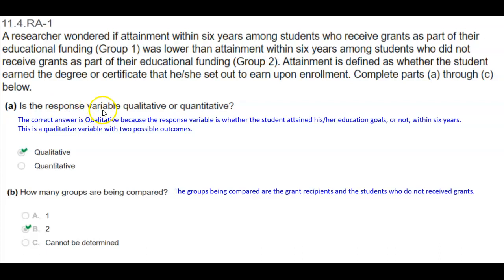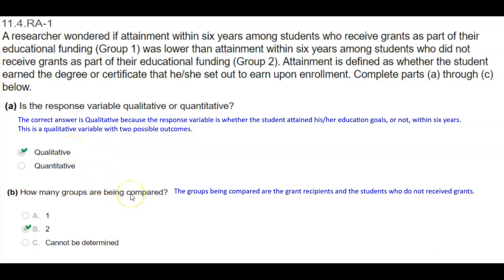Now, is the response variable qualitative or quantitative? Well, the correct answer is qualitative because the response variable is whether the student attained his or her educational goals or not within 6 years. This is a qualitative variable with two possible outcomes.